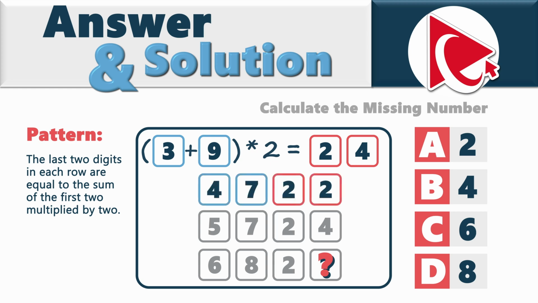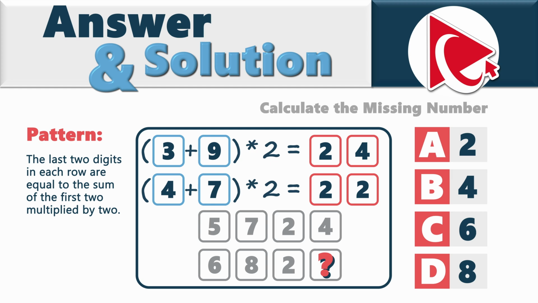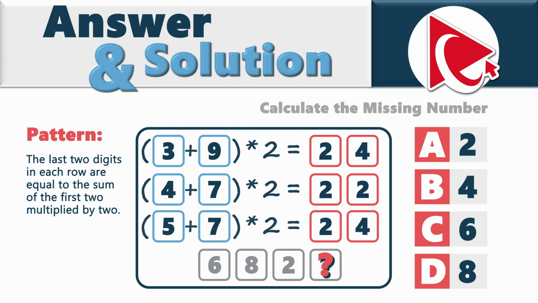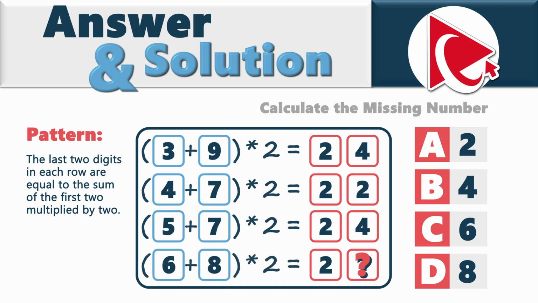Let's look at the other rows. 4 plus 7 multiplied by 2 equals 11 multiplied by 2 and equals 22. 5 plus 7 multiplied by 2 equals 24. And then the last row where we calculate the missing number, where 6 plus 8 multiplied by 2 equals 28. So the correct answer here is choice D, 8.